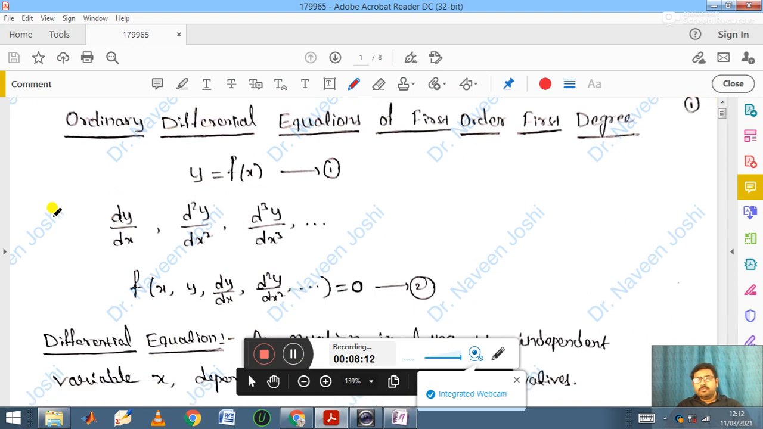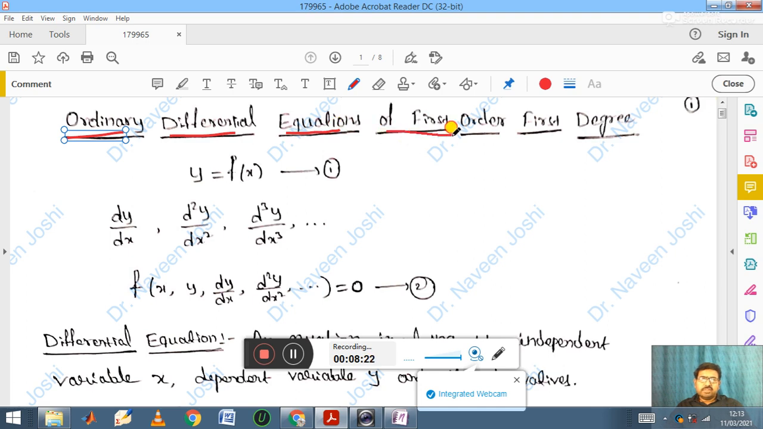Just see the screen. I have written ordinary differential equations of first order and first degree. Here I am going to discuss ordinary differential equations of first order and first degree. So y equals f of x is the general notation. y is the dependent variable and x is the independent variable. I have taken this as equation 1.